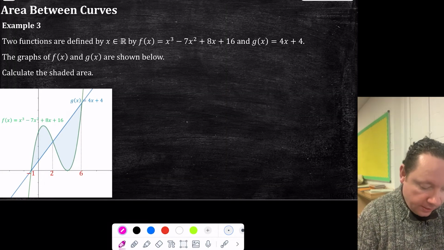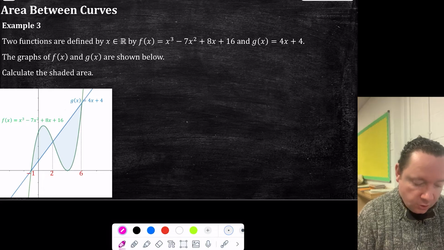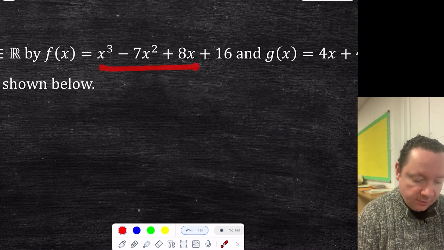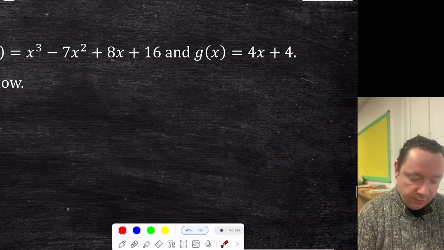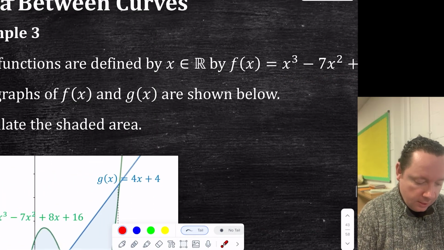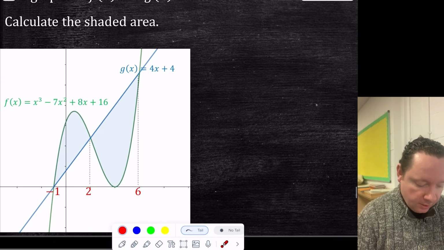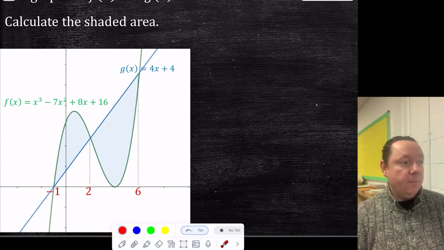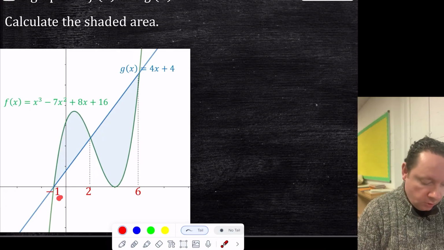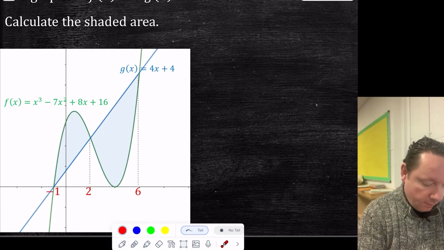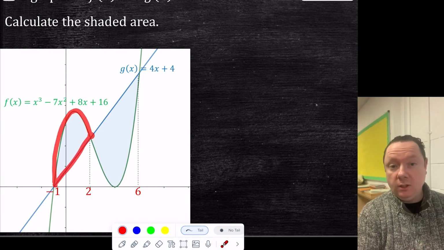Green curves, example 3. Two functions defined by x as a member of the real numbers, f of x is equal to x cubed minus 7x squared plus 8x, and g of x is 4x plus 4. It says the graphs of f of x and g of x are shown below, find the shaded area. I've given you the limits here, so I've got minus 1, 2 and 6. So it's the integral between minus 1 and 2 of f of x minus g of x.